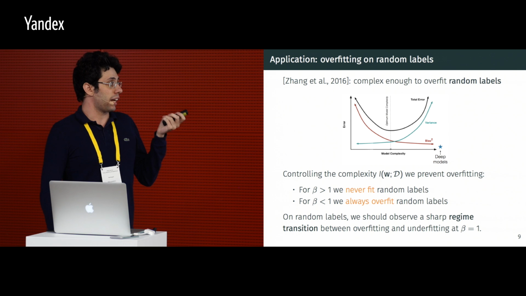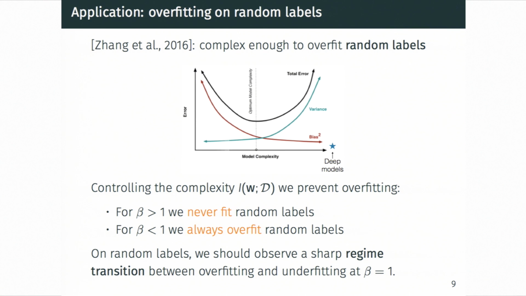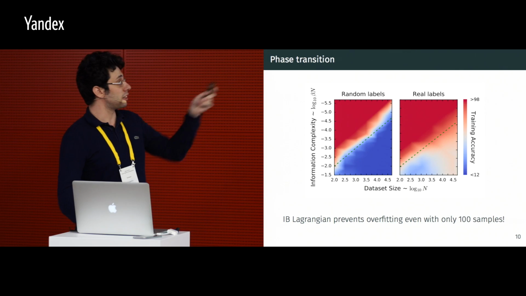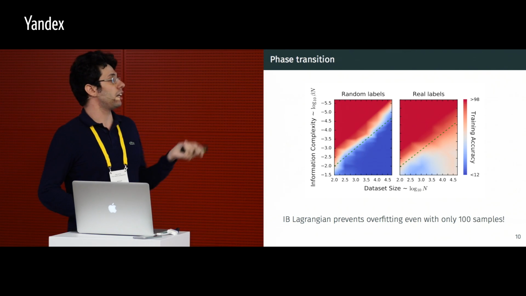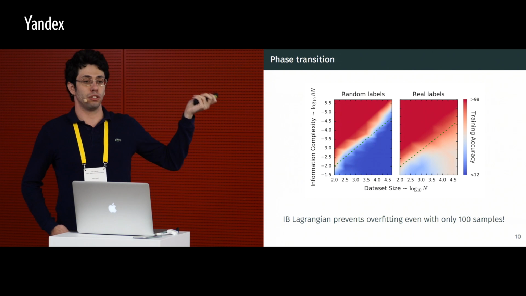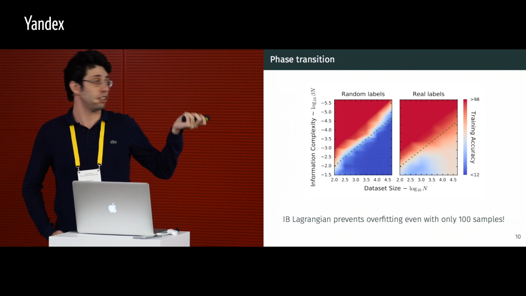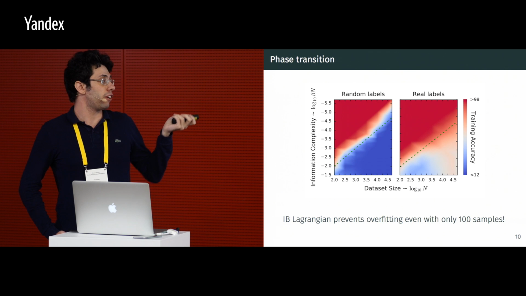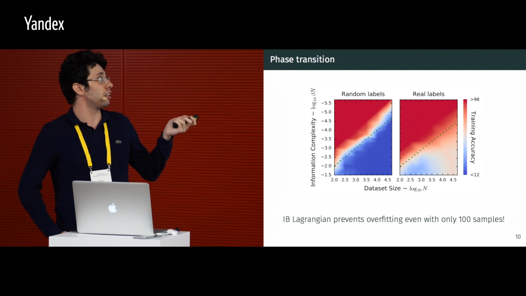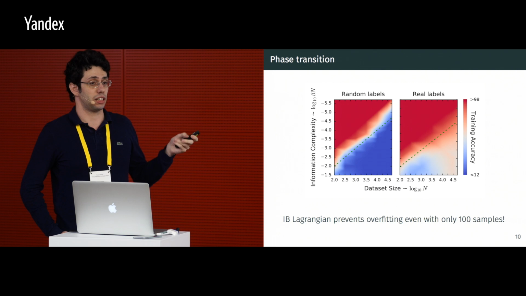Moreover, we predict that for random labels, we should transition from an overfitting regime to an underfitting regime precisely at the critical value of the regularizer beta equal to 1. And this is exactly what we can see here in the plot to the left. So each point of this plot is a neural network trained on CIFAR for a different dataset size and for a different value of the regularizer.